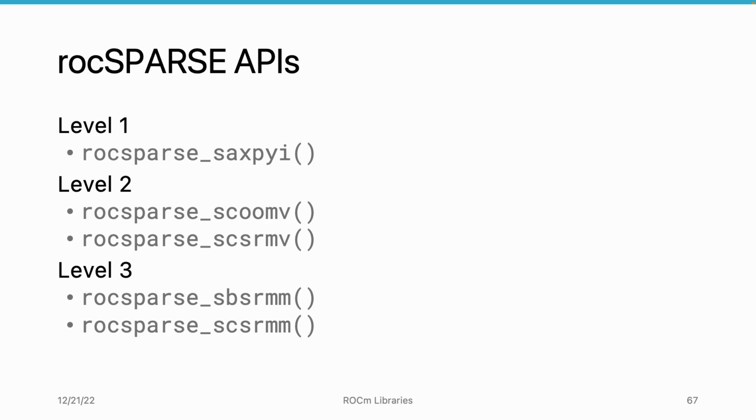rocSPARSE has more APIs because it needs to deal with different formats, but it also has fewer operations because it only processes the general matrix vector multiplication. We do not have those triangular or symmetric matrix vector multiplications. And finally, for level 3 APIs, we have this MM, matrix operations. As you can see here, we have BSR, CSR, we have different types of formats. And also here I'm only listing the single precision APIs. rocSPARSE also supports double precision and half precision.